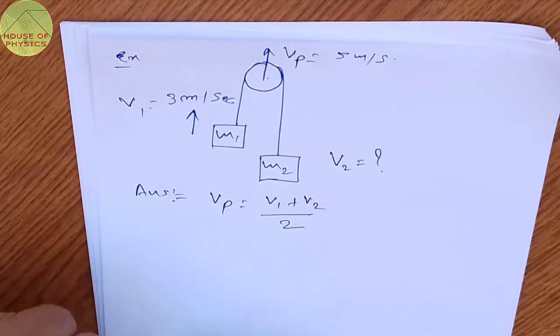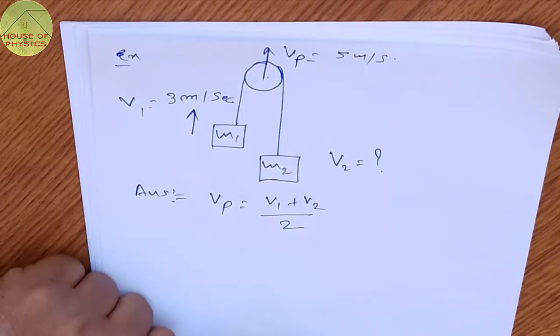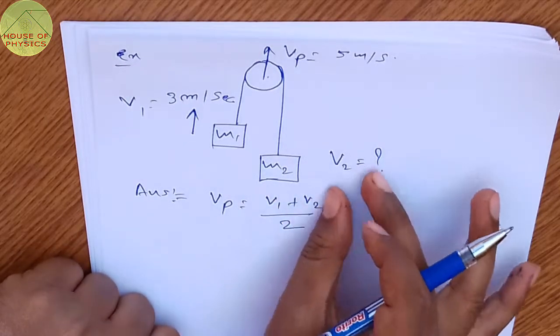Again I am mentioning that those parameters which have been given need to be taken with sign. Sign means if you are taking upward direction as positive, then downward direction should be negative, or if you are taking downward direction as positive, then you must say that upward direction is negative. But the parameter which is unknown need not have any sign. Now we need to find here the value of V2.